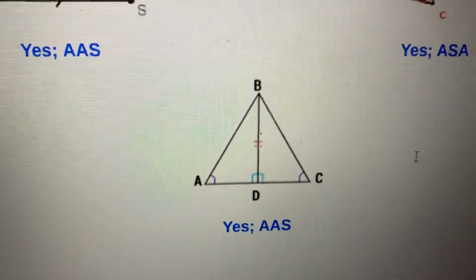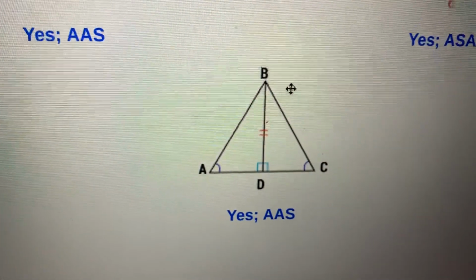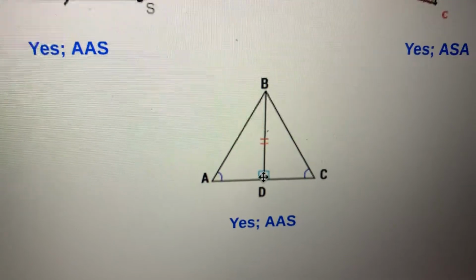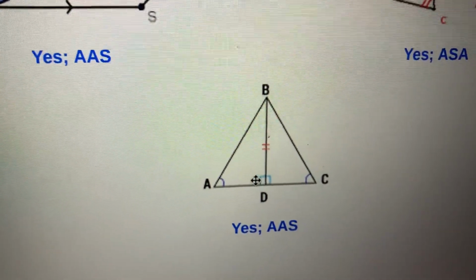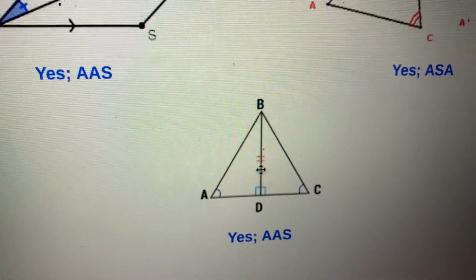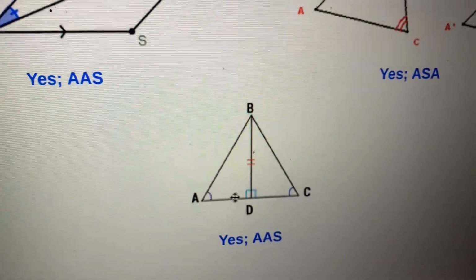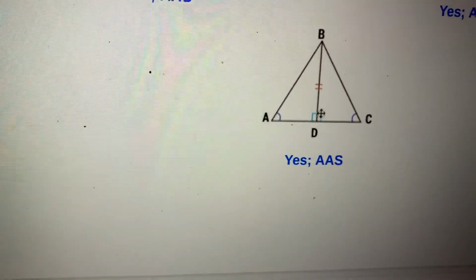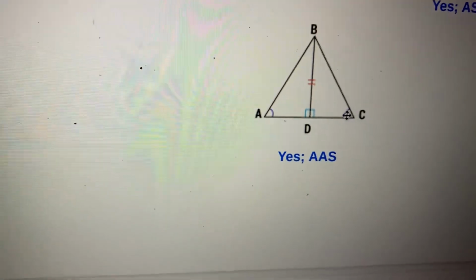This one here, we have an angle here. Then we have that this is a right angle here. So they're both going to be right angles. And then they obviously share this side. So it's going to be yes because it's angle, angle, side. Okay? And like I said, I believe there's one on the SR that is very similar to this one as well.